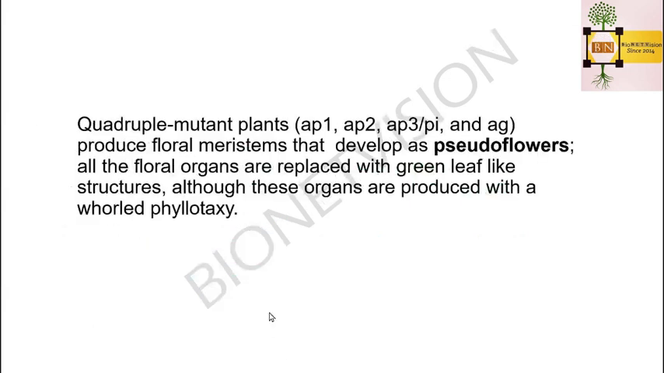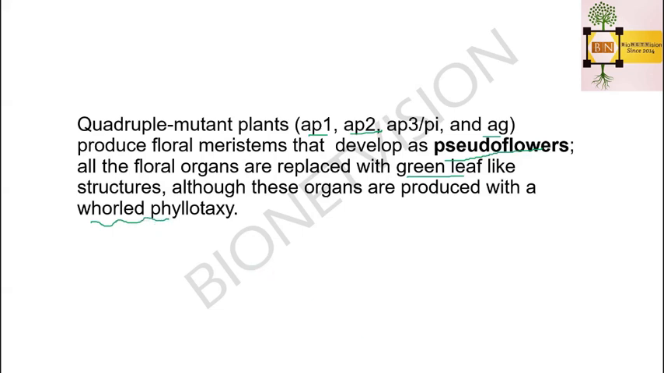Now, if all the genes are mutated, AP1, AP2, AP3, Pistillata and AG, if all are mutated, we see that the flower which is formed is known as pseudoflower. In a pseudoflower, all the floral organs, which are sepal, petal, stamen and carpel, are replaced with green leaf-like structures. All of these organs are produced with a whorled phyllotaxy, and all are green in color. There is no organ differentiation.